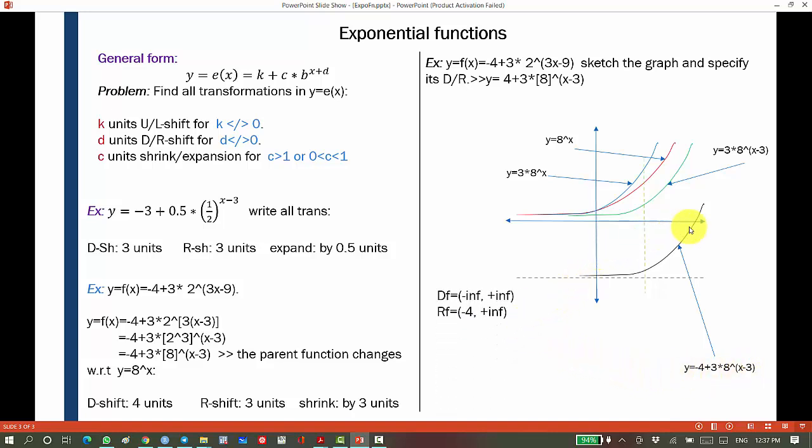We know that the domain of this function still remains to be all real numbers. The range, however, starts from minus 4, not including minus 4, and runs up to plus infinity.